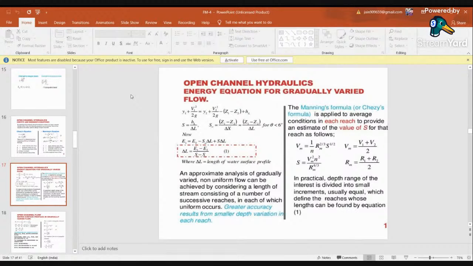Now, there are a few equations and derivations which we should know about in open channel hydraulics. First equation is the energy equation for the GVF profile, that is, for gradually varied flow. Before going into this, we should know a few notations.